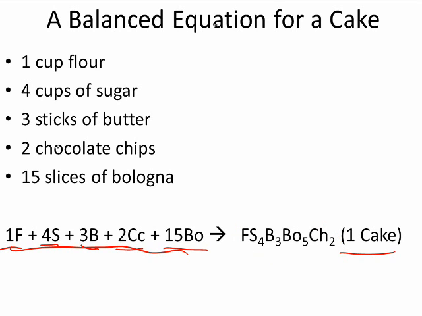Now, if we double the recipe, such as 2, 8, 6, 4, 30 pieces of bologna, we'd get 2 cakes. But this equation is for 1 cake.